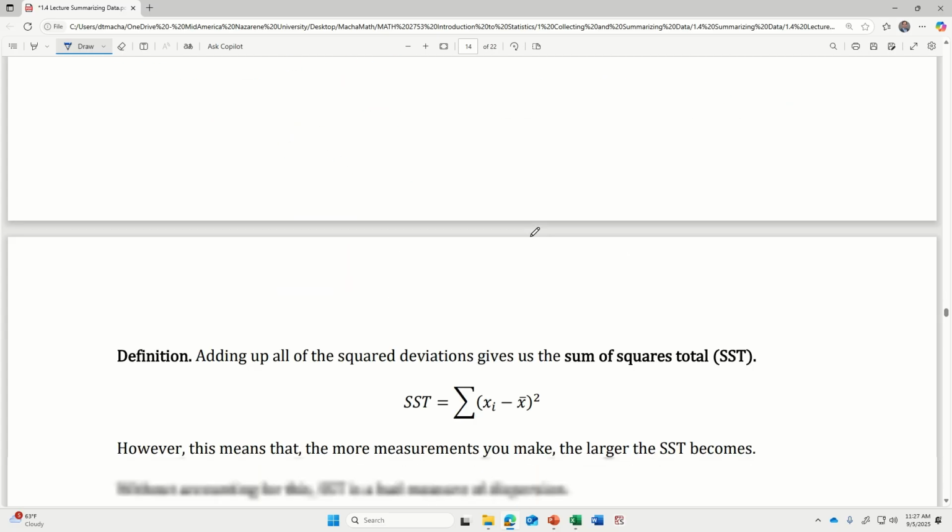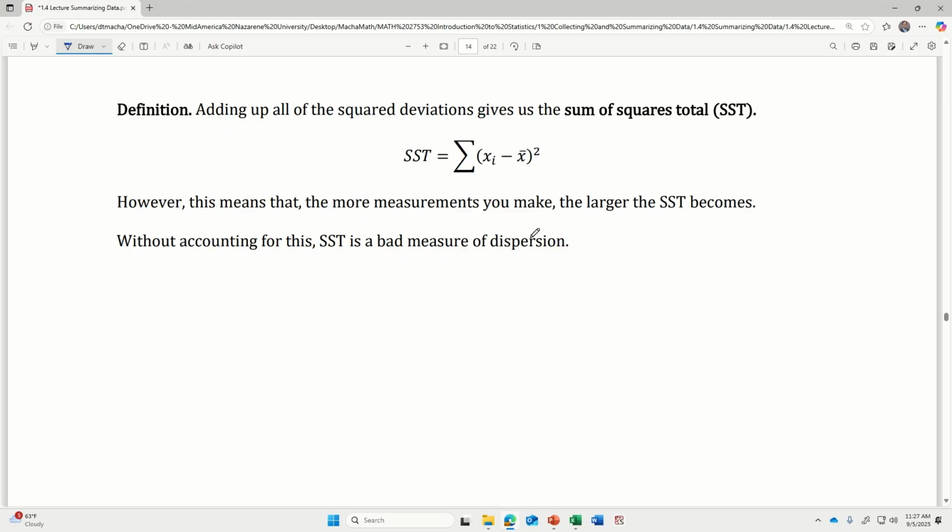Again, I'm a mathematician. I really like math. I wish I could show you the whole reasoning behind that. Why do we choose the squares and not just the absolute values? There's a really great reason. It's just not in this class. So when I choose to add up all of the squared deviations, I'm going to use the capital Greek letter sigma. That capital Greek letter is going to tell me to add up all of those things. And then we're going to call this the sum of squares total, and you can abbreviate that capital SST. And this is a good way to measure how dispersed your data set is.